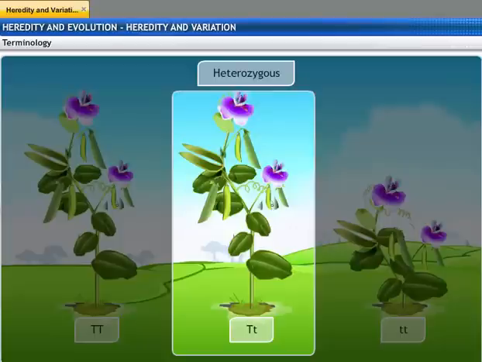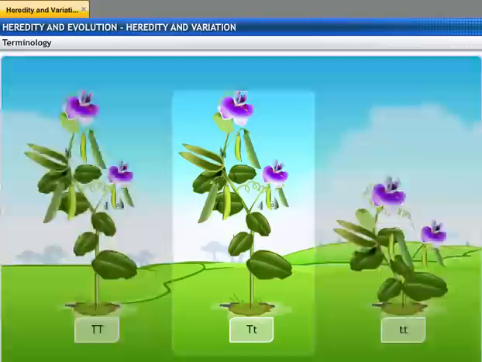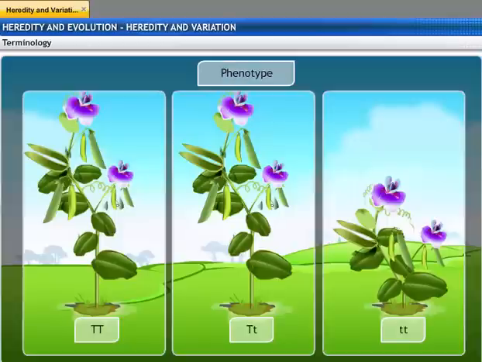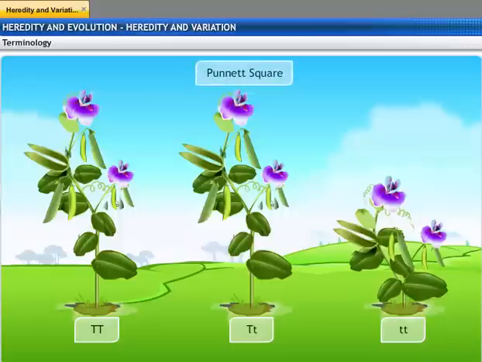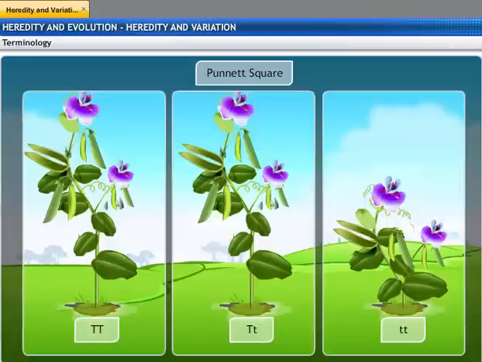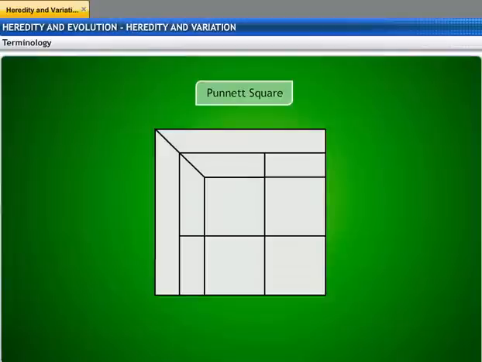Yet another important term is a phenotype. Phenotype is the physical appearance resulting from a genotype. For example, if a particular plant is tall, it is the tall phenotype. Punnett Square helps to predict the possible genotypes and phenotypes of offsprings. Let's see how to make a Punnett Square.